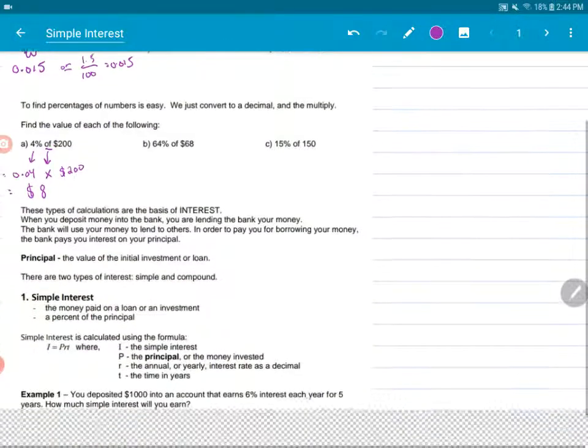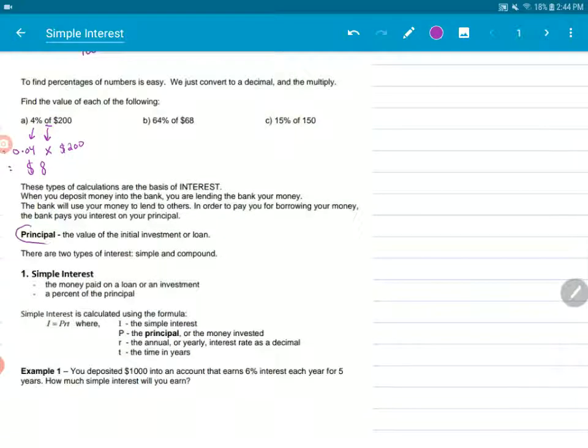So there are some words that we need to know. There's the word principal here. This word principal is the value of the initial investment or loan. How much are you putting into your bank account or whatever to grow? There are 2 types of interest, simple and compound. The more important one is compound interest because that's really what you use in real life, what bank accounts use, what credit card companies use. But we need to understand simple interest first before we move on to compound interest later this week.